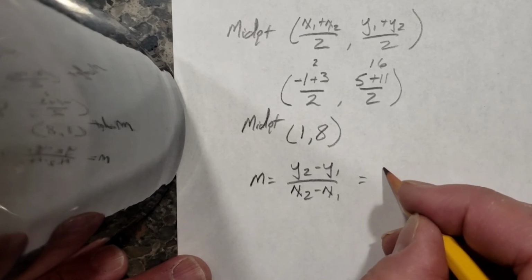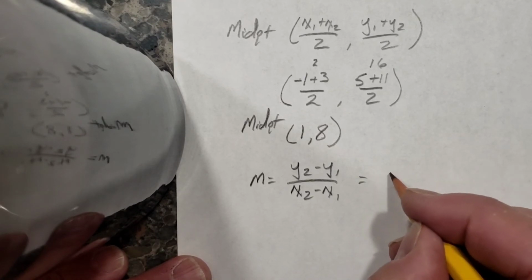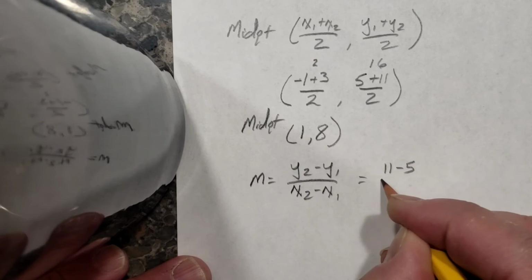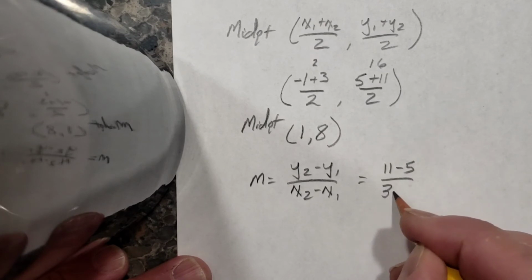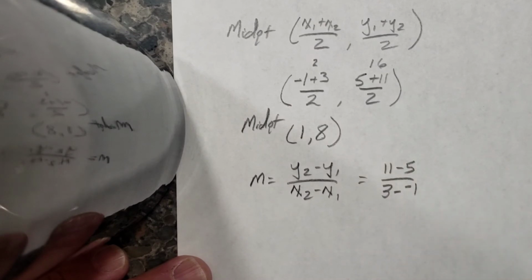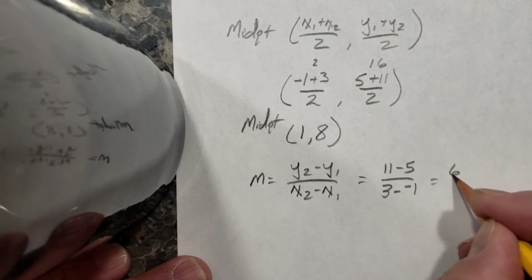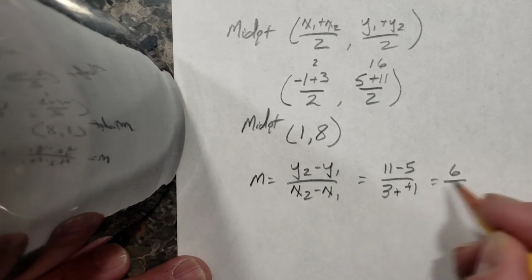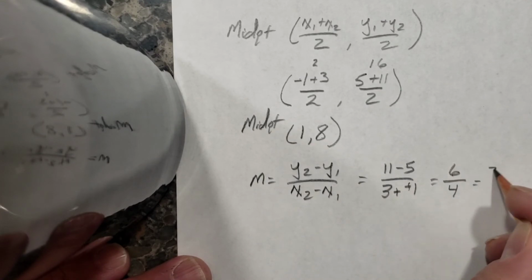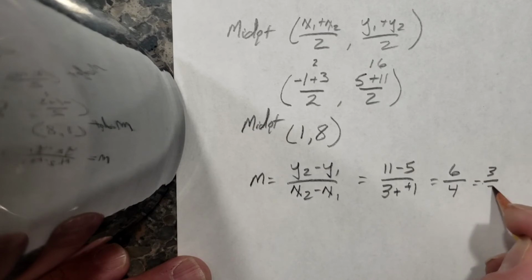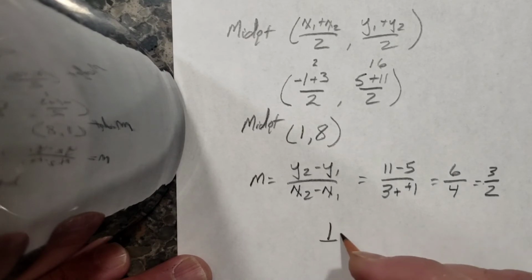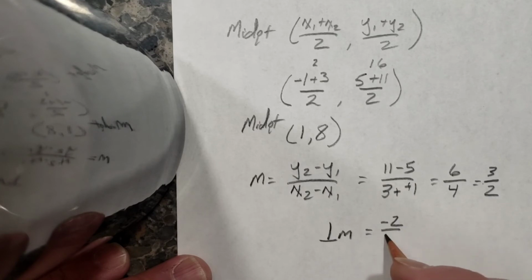Okay? And what I'm going to do is, there it is, 11 minus 5 over 3 minus negative 1. Okay, so we get 6 over same change, 4, and that reduces to 3/2. So that's the slope of AB, but we want the perpendicular slope, so we want the opposite reciprocal, negative 2 over 3.